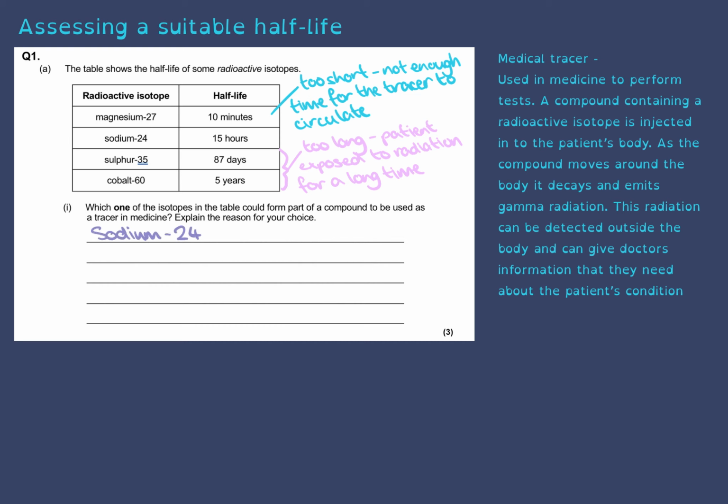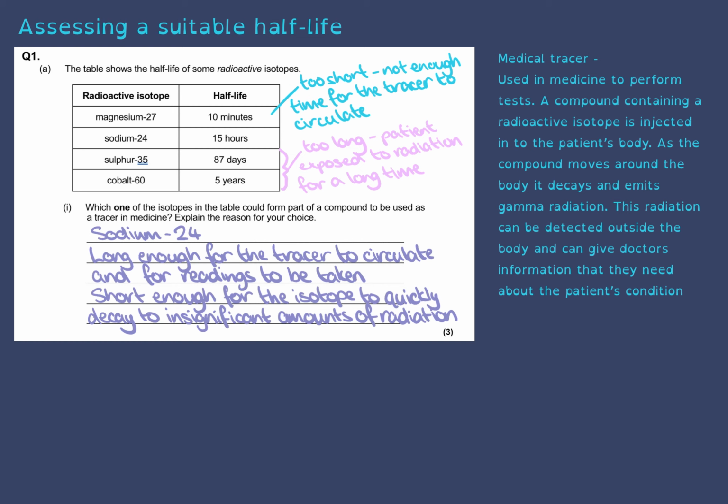You get a point for saying sodium-24, and the other 2 points are for the explanation. Long enough for the tracer to circulate the body and take readings will give you a point. And the third point is for saying that it's short enough that the isotope will quickly decay to insignificant levels of radiation.